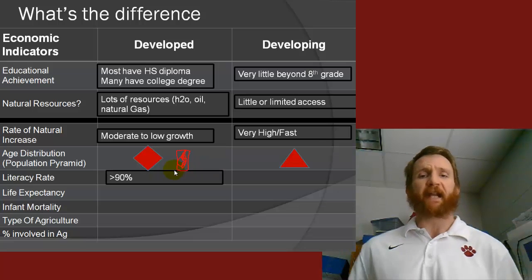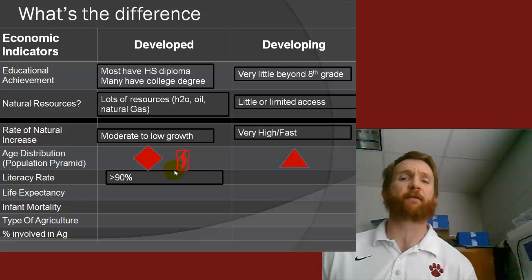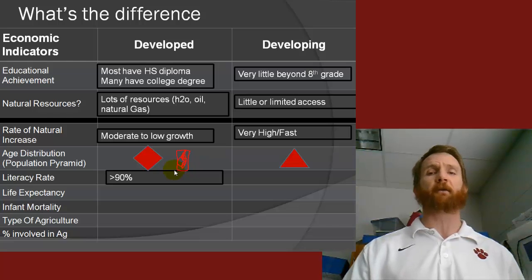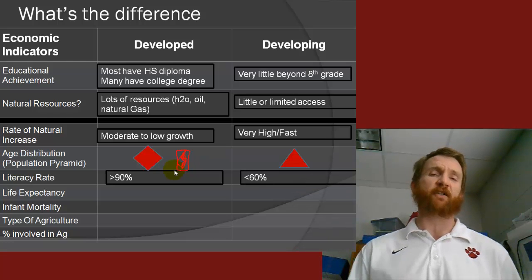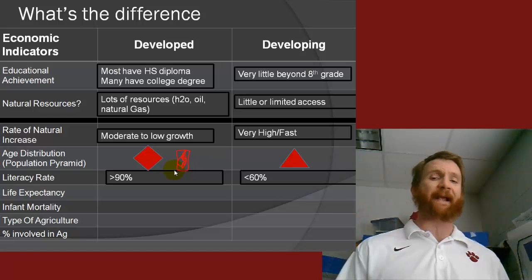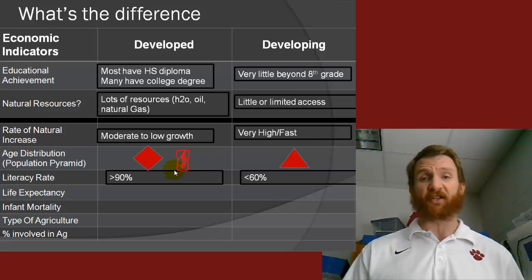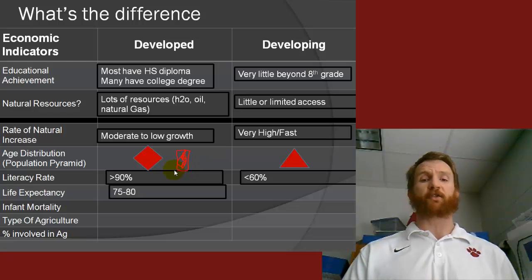Literacy rate. In a developed country, more than 90% of the population can read or write a simple sentence, and developing nations are anywhere below 60%. Again, that goes back to the levels of education. They have limited access to education, and therefore their literacy rates are much lower.